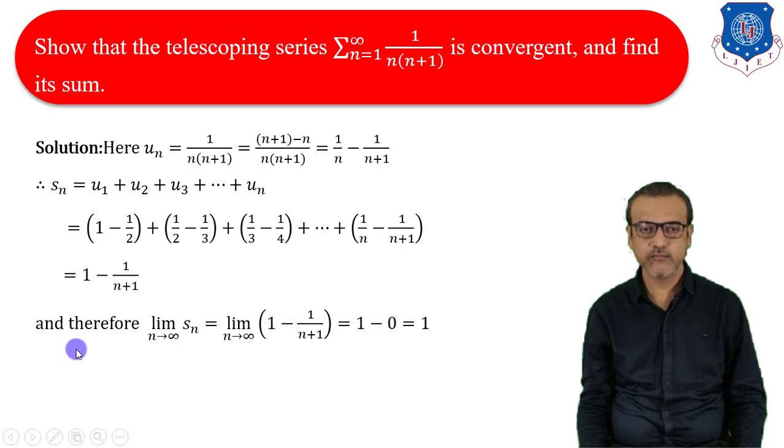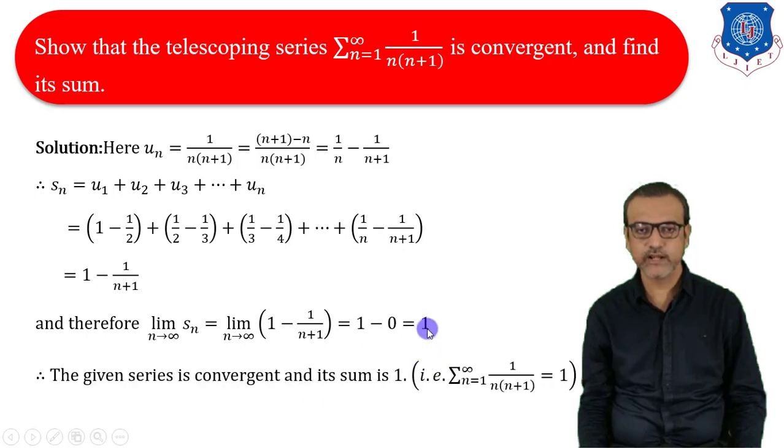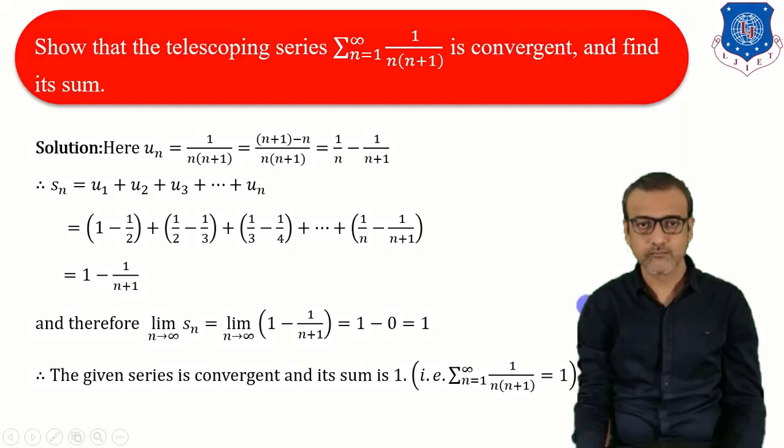Now we will find out its limit to check whether the series is convergent or not. So therefore limit n tends to infinite Sn, that is equals to limit n tends to infinite, and Sn is 1 minus 1 upon n plus 1. Now as n tends to infinite, then 1 upon n plus 1 tends to 0. So we have 1 minus 0, that is equals to 1. So here we are getting finite value. So the given series is convergent and its sum is 1, that is sigma n is from 1 to infinite 1 over n into bracket n plus 1, that is equals to 1.